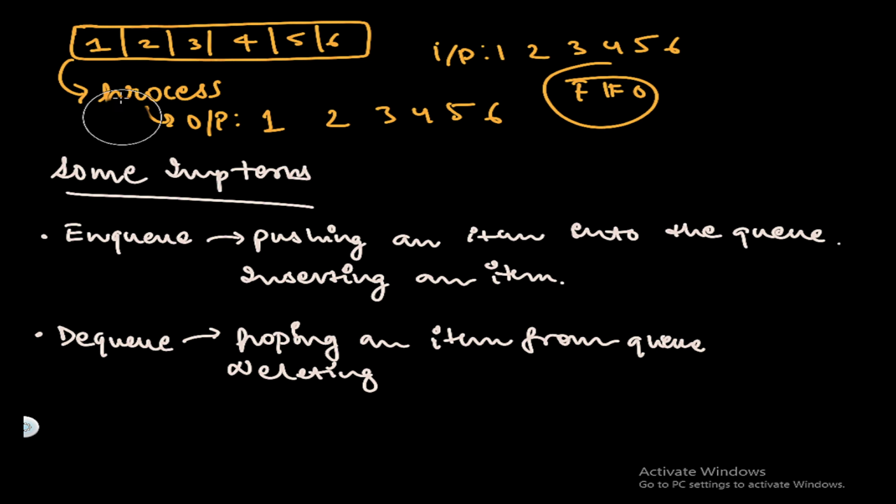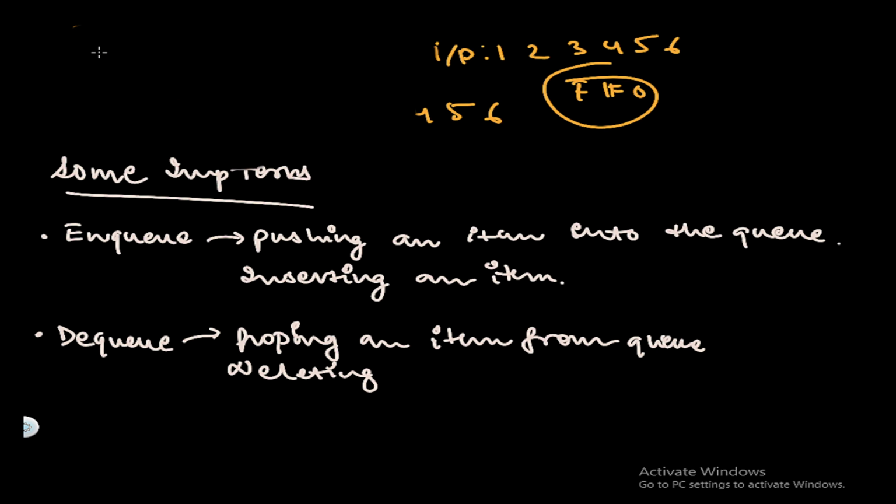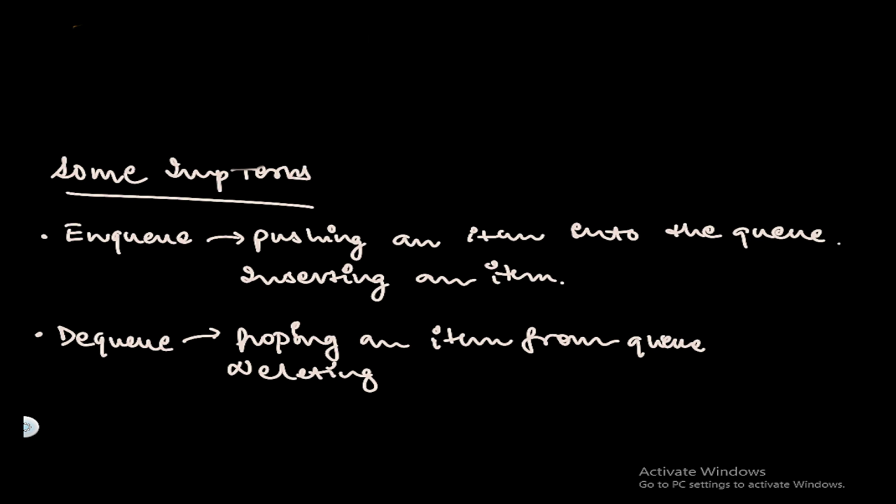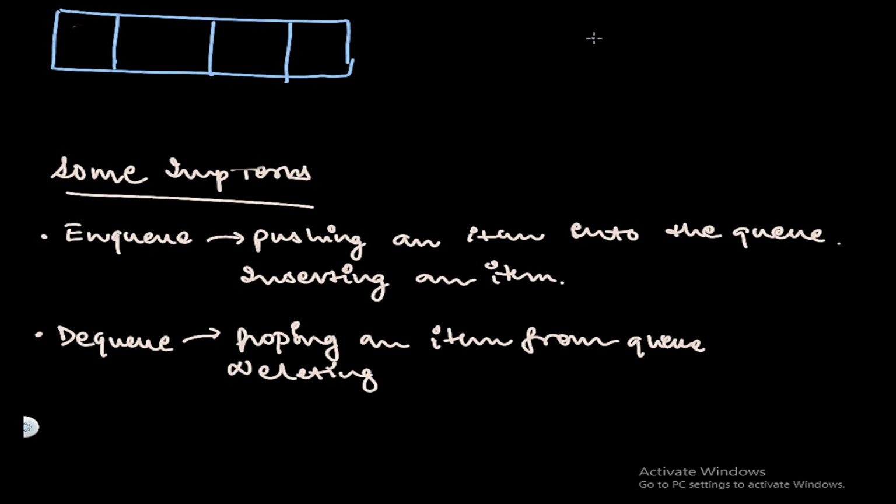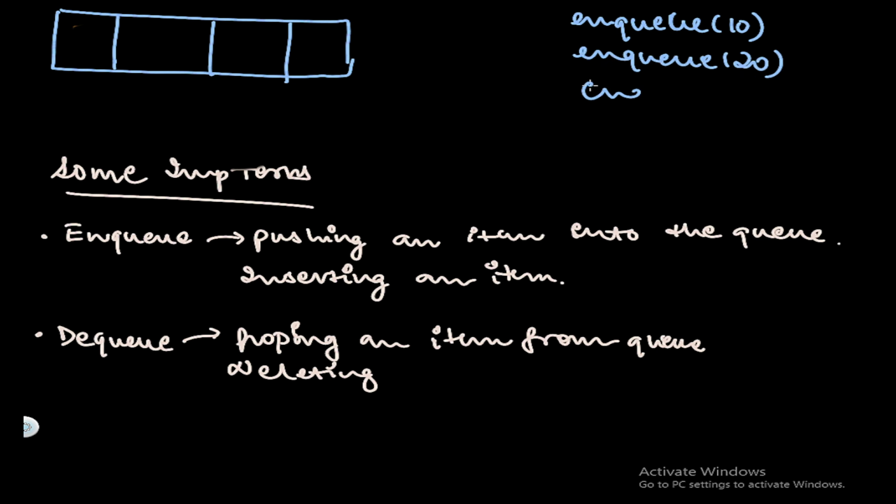Now try to understand how NQ and DQ will work. Now let's say that I am given this queue, okay, with these 4 boxes, and firstly I'm asked to NQ 10, then I'm asked to NQ 20, then I'm asked to NQ 30. Okay, let's NQ these items. So firstly 10 will come here, 20 will come here, 30 will come here.